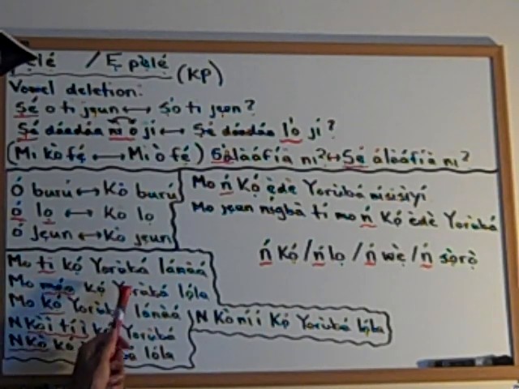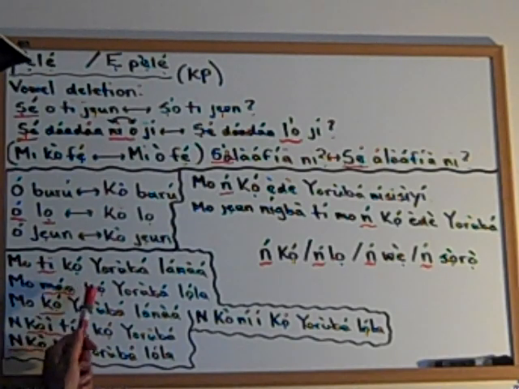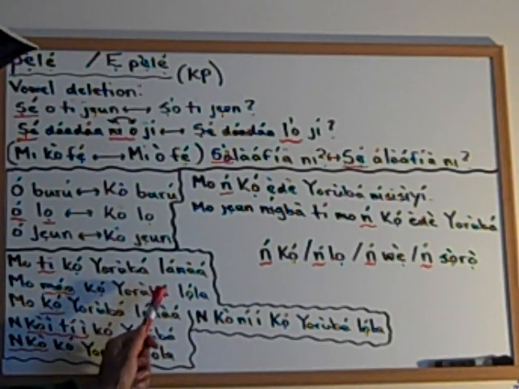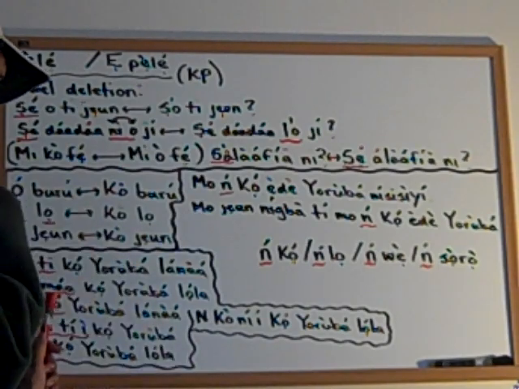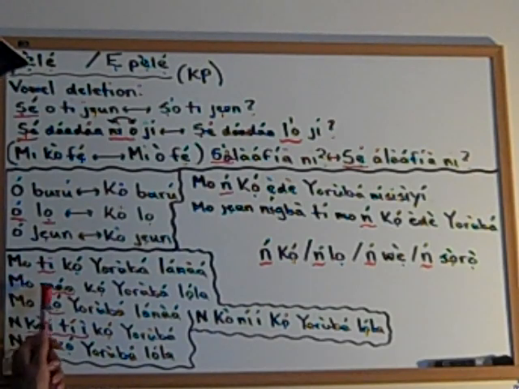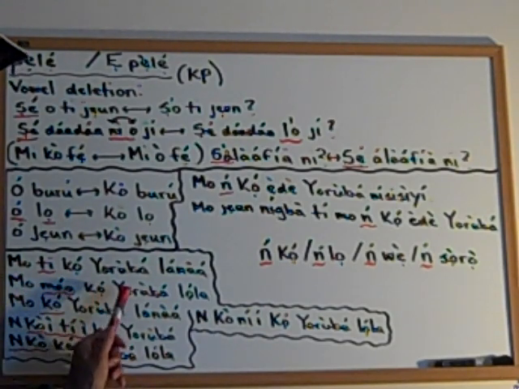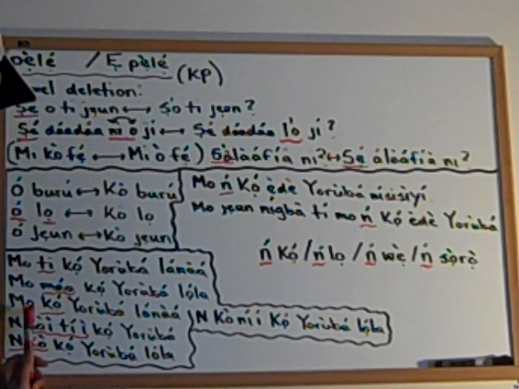Mo ma ko Yoruba lola. So ma, I think I used this in the last lesson. This is a future tense for like I will, you will do something. Mo ma ko, I will study Yoruba lola, tomorrow. Lola is tomorrow. Next one.